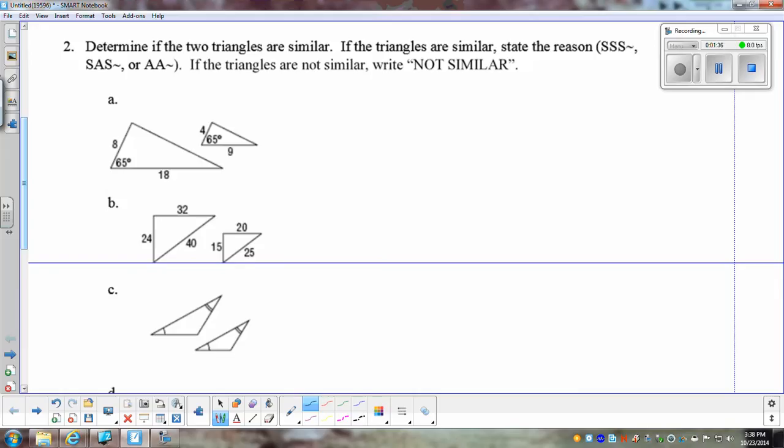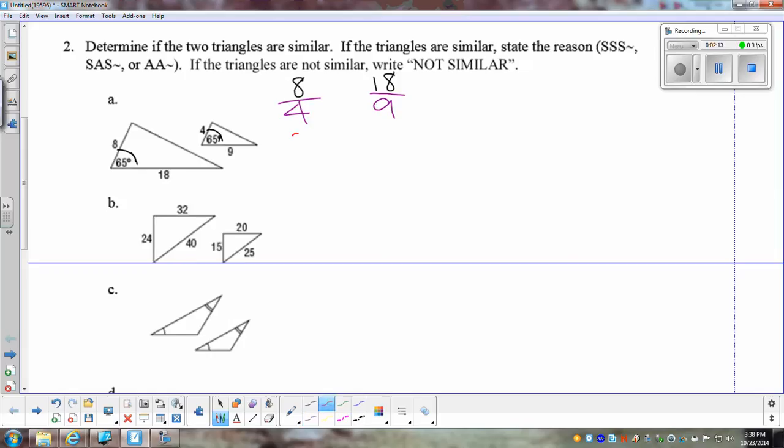And if they are, I want to state my reason, either side angle side similarity, or angle similarity. Well, automatically in letter A, I know I have a pair of angles. So I can automatically get rid of side. I only have one angle, but I have two sets of sides, so let's see if they are proportional. I have 8 and 18 in one triangle. Well, the small side of my little triangle is 4, so that goes with the 8. And the big side of my little triangle is 9, so that goes with the 18.